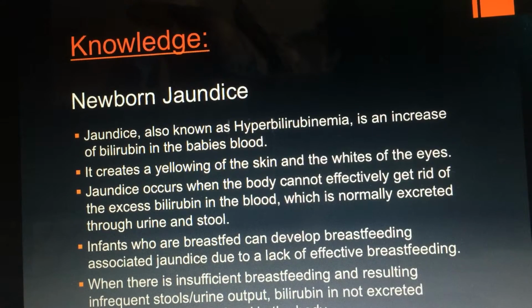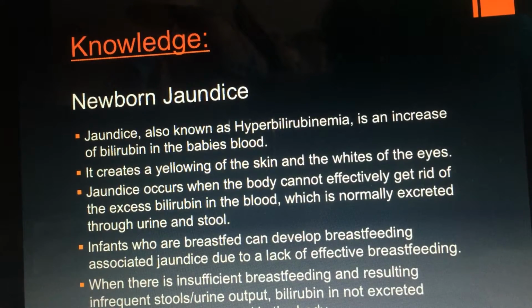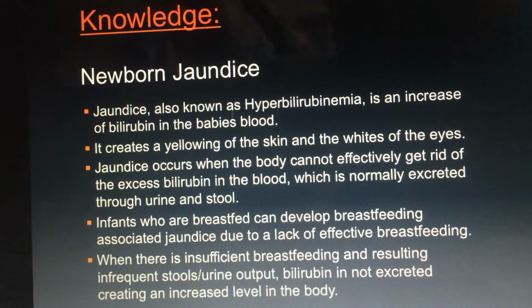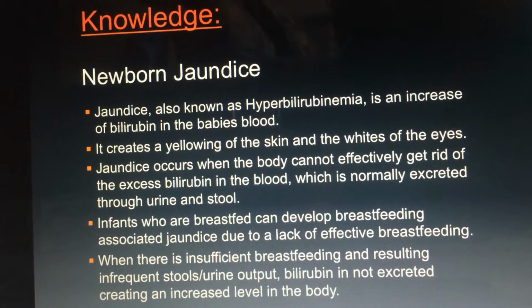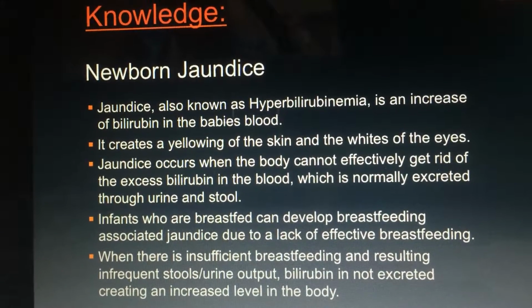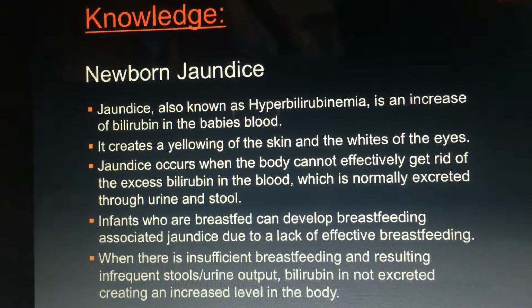I then gathered information on newborn jaundice. Jaundice is an increase in bilirubin in the baby's blood. It is also known as hyperbilirubinemia. This increased level of bilirubin creates a yellowing of the skin and the whites of the eyes.